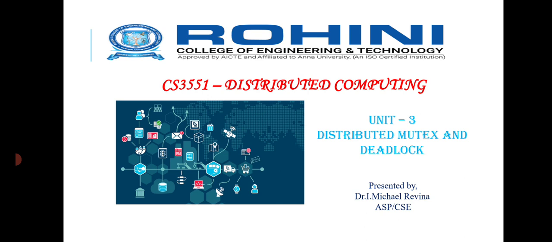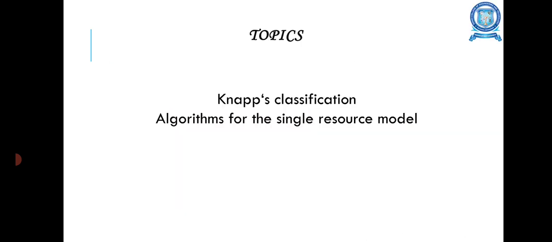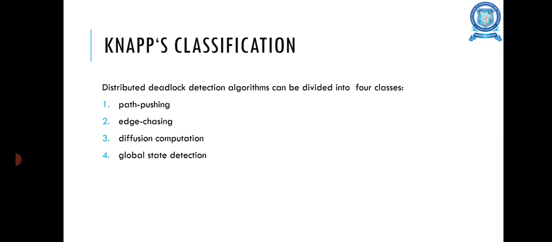The subject is CS3551 Distributed Computing and the unit is Distributed Mutex and Deadlock. In this video, we are going to discuss Knapp's classification and algorithms for the single resource model. Knapp's classification: distributed deadlock detection algorithms can be divided into 4 classes. First is path pushing, second is edge chasing, third is diffusion computation, and fourth is global state detection.